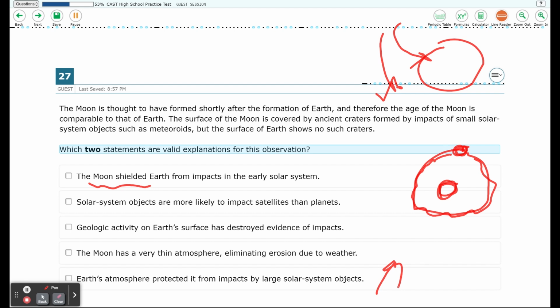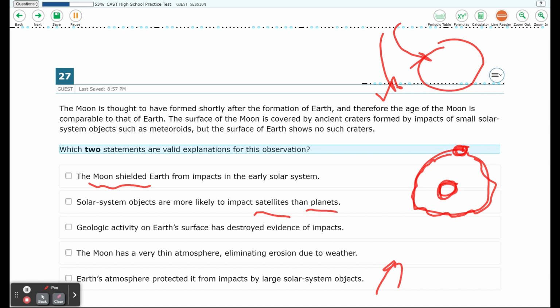Solar system objects are more likely to impact satellites than planets. There's no reasoning for this, so I wouldn't consider it a valid explanation. And they're not more likely to hit satellites. Satellites have less gravitational pull because they're smaller, and so they're less likely to be hit than planets, which are bigger and have a greater gravitational pull.